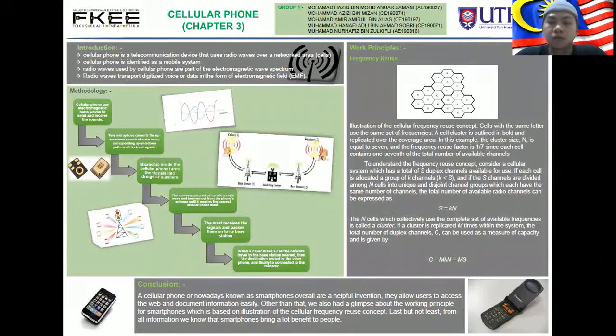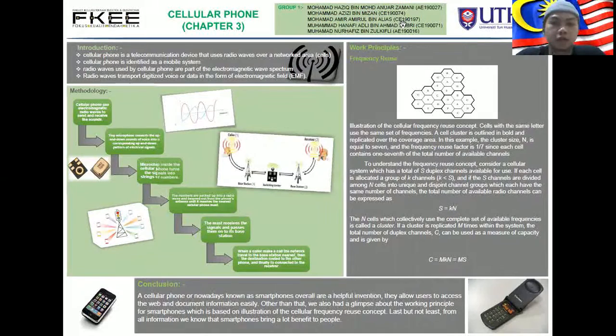Before we start, I would like to introduce our group members. There are 5 of us. The first one is Muhammad Haziq, the second one is Muhammad Azizi, the third is Muhammad Amir Amirul, the fourth is Muhammad Hanafi, and the last is me, Muhammad Nur Hafiz.